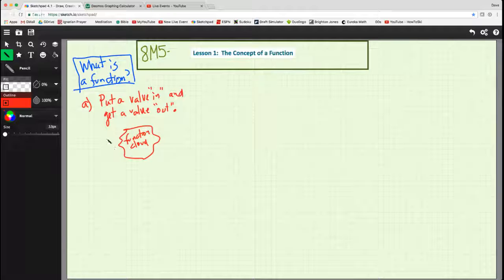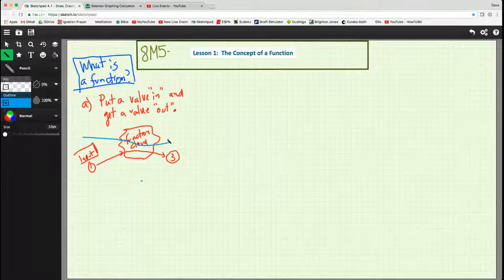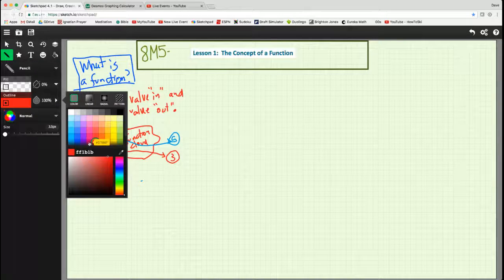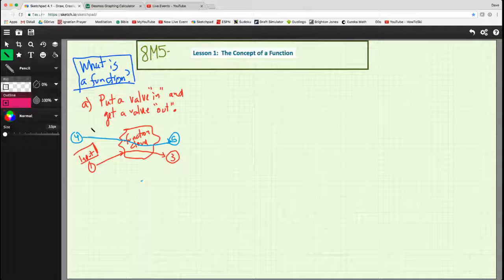But if I put in, these will be my inputs. If I put in a 1, this is my input side, and I go through my function cloud, and I might get out a 3. I might put in a 4 and get out a 5. And I could put in a 5 and get out a 3.